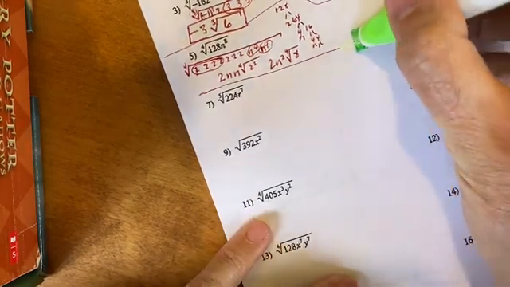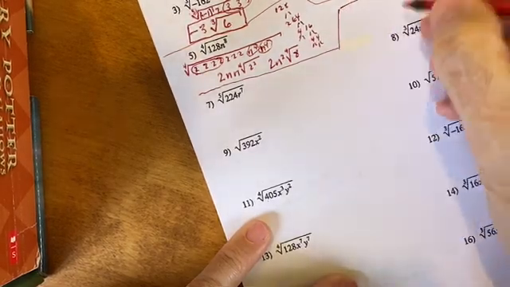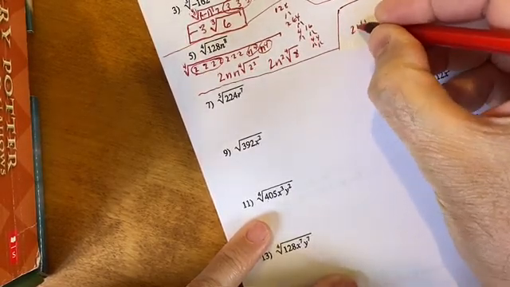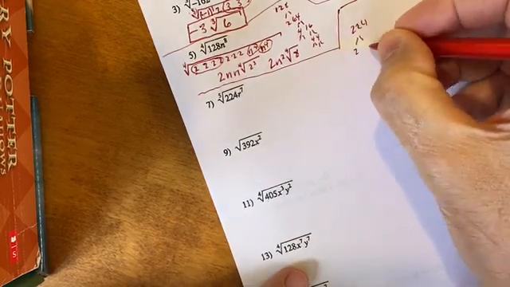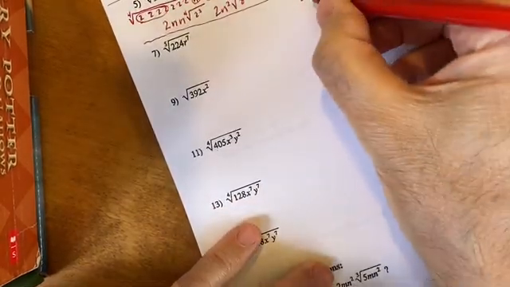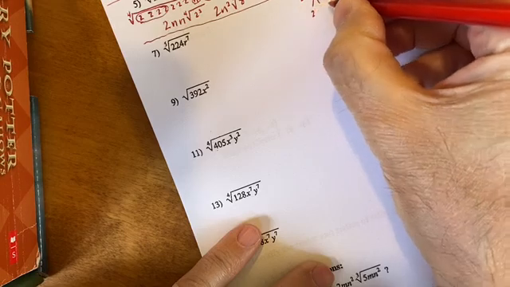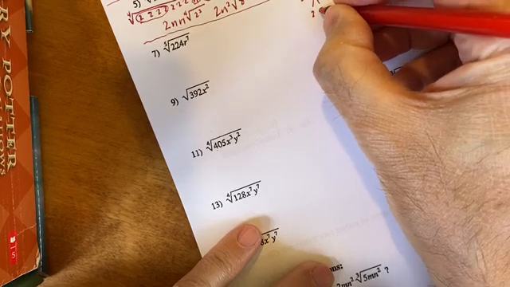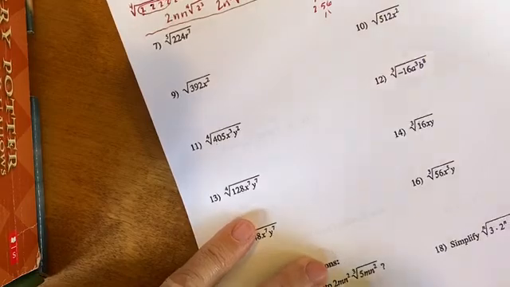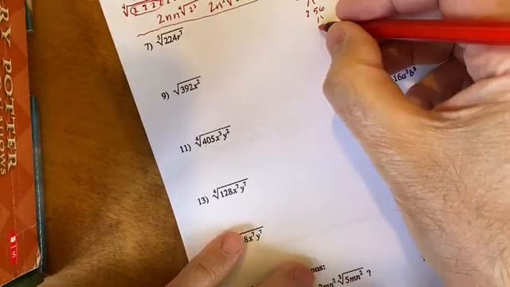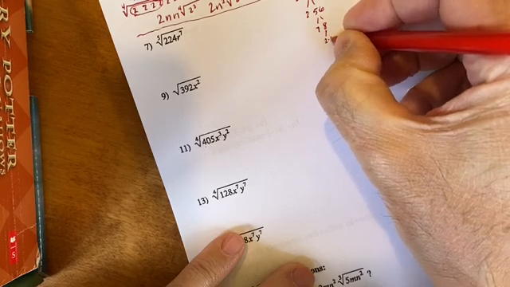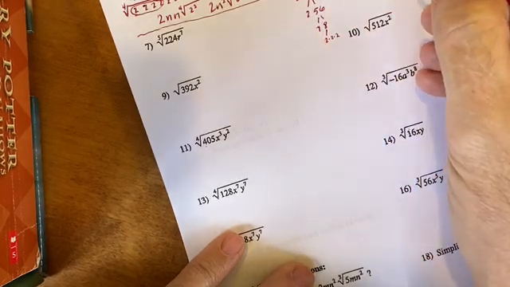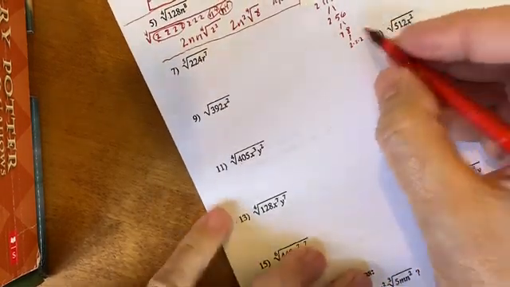Now this next one, 224. Again, I don't know too much about it, but I do know that 2 goes into it 112 times. And 112 is 2 times 56. And 56, because 5, 6, 7, 8, is 7 times 8. And 8 is 2 times 2 times 2. So the prime factorization.